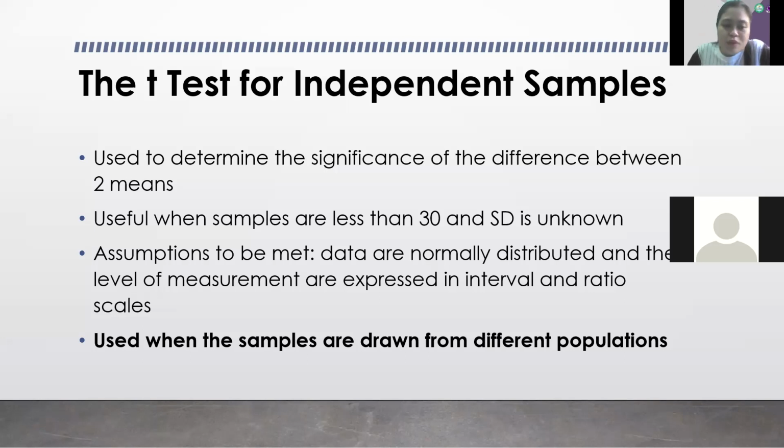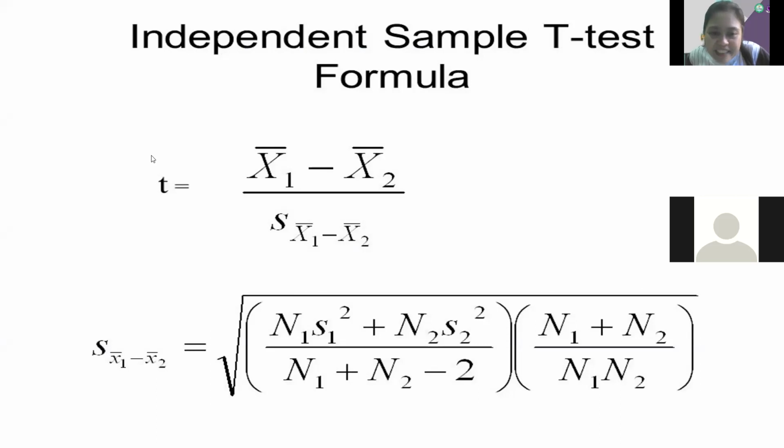And this is used when the samples are drawn from different populations. Pwede din ito. Kasi si Ztest, di ba, dapat pag dalawa ang samples mo, both are taken from the same population. Si Ttest, kahit different yung populations, yung samples are drawn from different populations, you can still test the significant difference. Okay? So this is the formula.